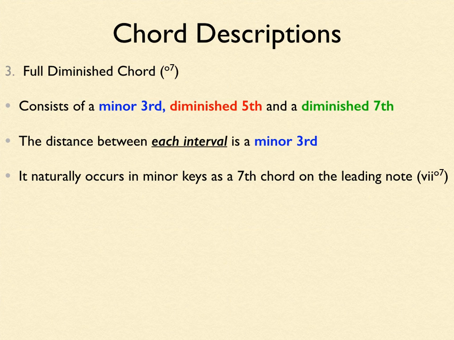So you can look at it as the chord being made up of a minor 3rd between the bottom note and the first note above it, or the diminished 5th between the bottom note and the next note above it, or between the bottom note and the top note, which is a diminished 7th. But there's another way of looking at fully diminished chords, and that is to look at them as the distance of a minor 3rd between each note.